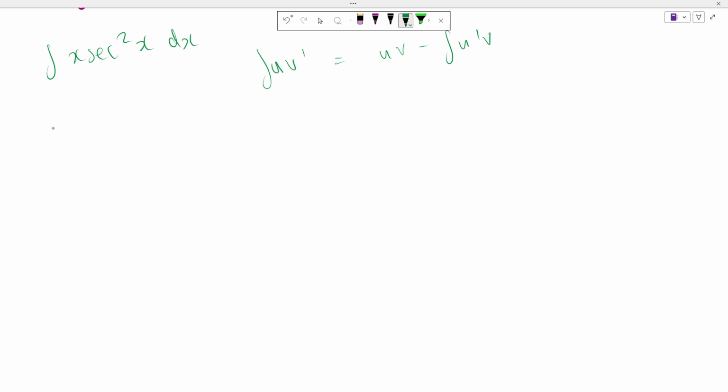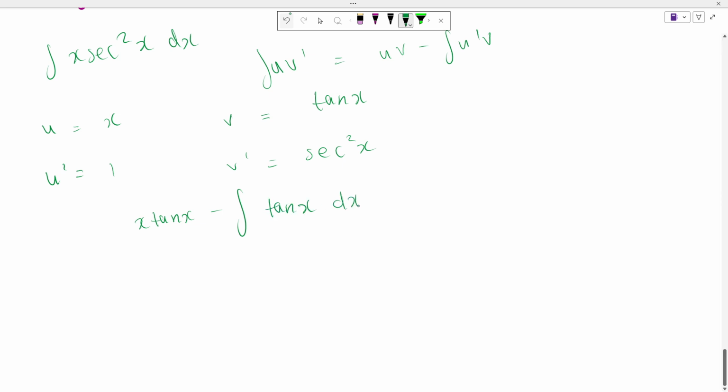So in this case, I'm going to do u and u prime equals, and v prime equals. Now, since I'm integrating sec squared to tan x, I know that's a fact, I can write it like so. So then my u has to be x, and my u prime has to be 1. And I can just substitute this into my integral by parts equation. u times v is just going to be x tan x, and then minus the integral of u prime v, which is just tan x dx, like so.